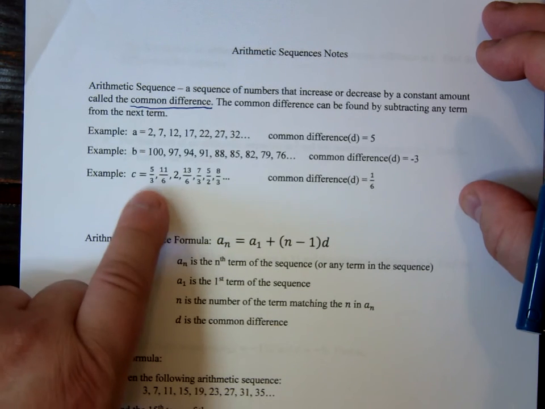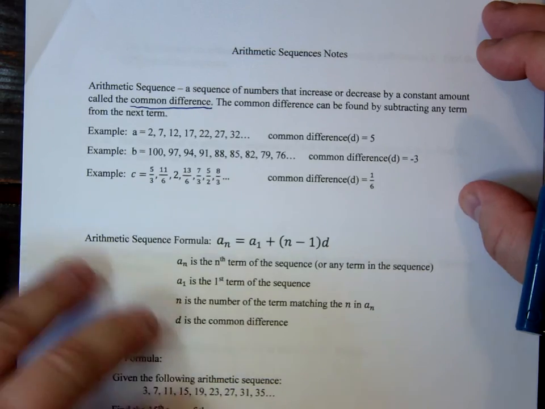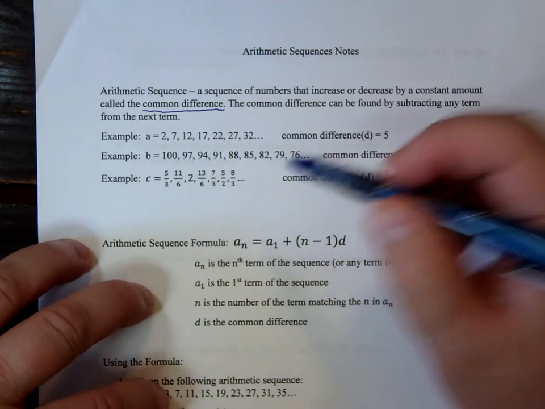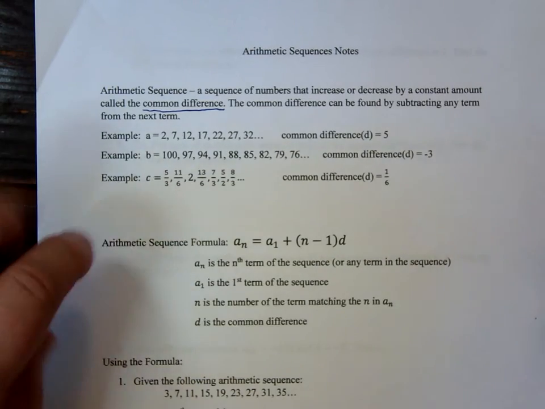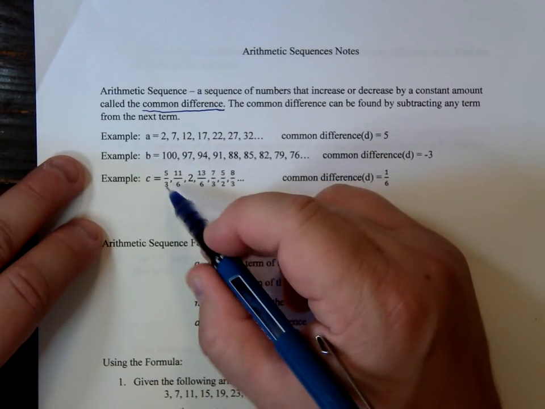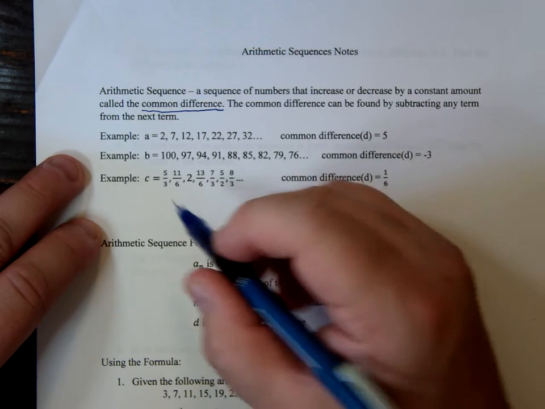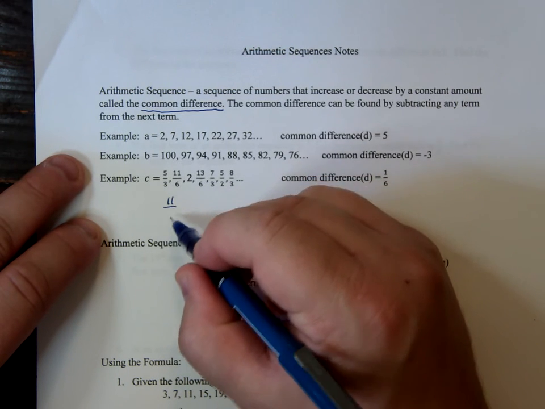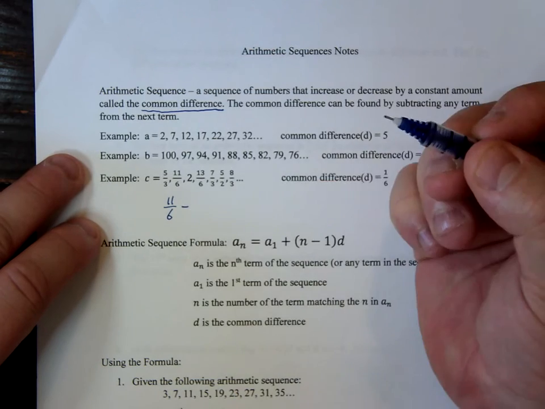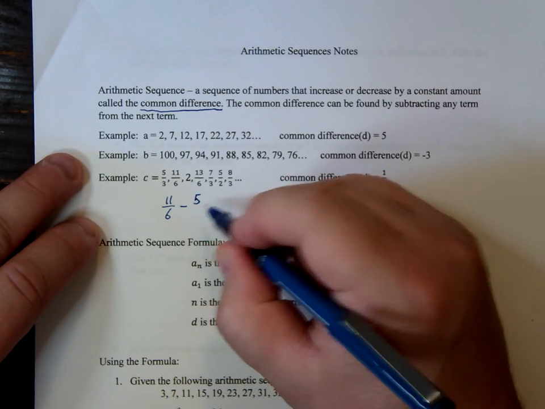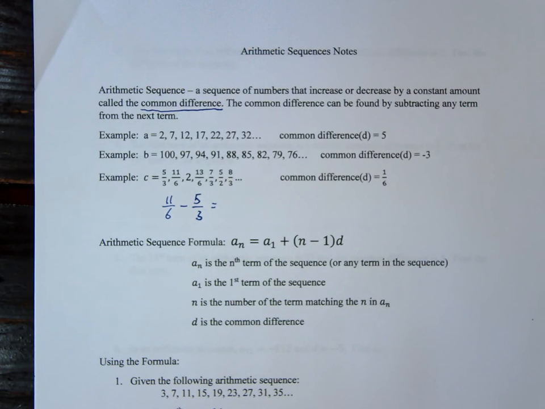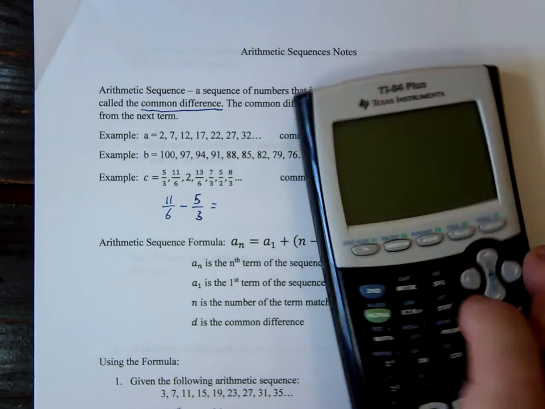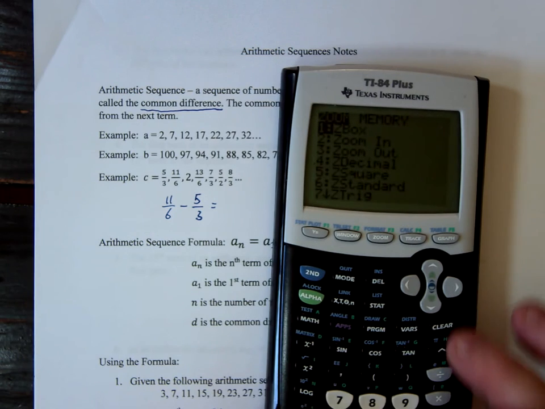If it's fractions, then you can get on Desmos or whatever you have to do. But if it's not obvious what the common difference is, which it wouldn't be, you could always take any number, as long as it's not the first one, any number in the sequence. Say I take 11 over 6 and subtract the number before it, minus 5 over 3. I can do that with a calculator, or you can do it in Desmos if you don't have a calculator. Desmos has those fractions.